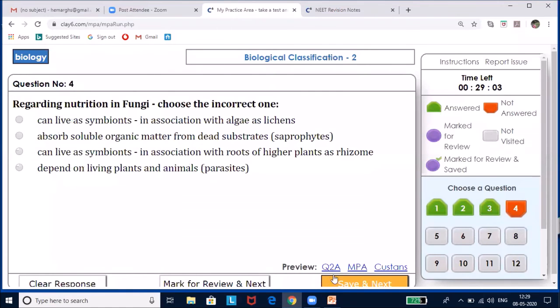Save and next. Regarding nutrition in fungi, choose the incorrect one. Can live as symbionts in association with algae as lichens? Yes. Absorb soluble organic matter from dead substrates? Yes. Can live as symbionts in association with roots of higher plants as rhizome? Depend on living plants and animals as parasites. Immediately I have seen students saying all are correct, but please look at the word rhizome here. It is not rhizome, it is mycorrhiza.